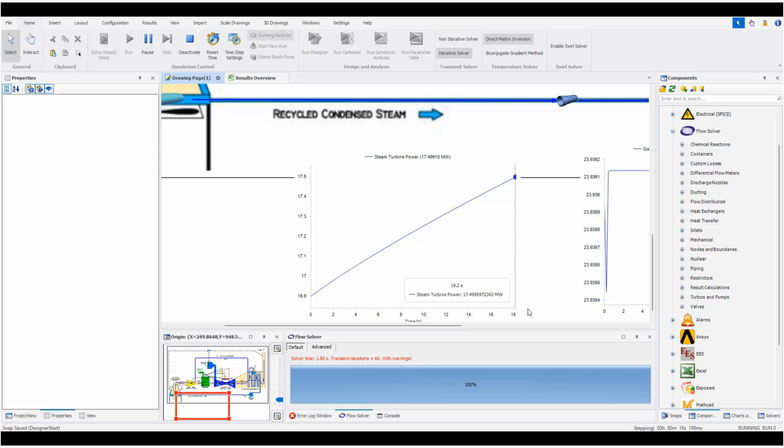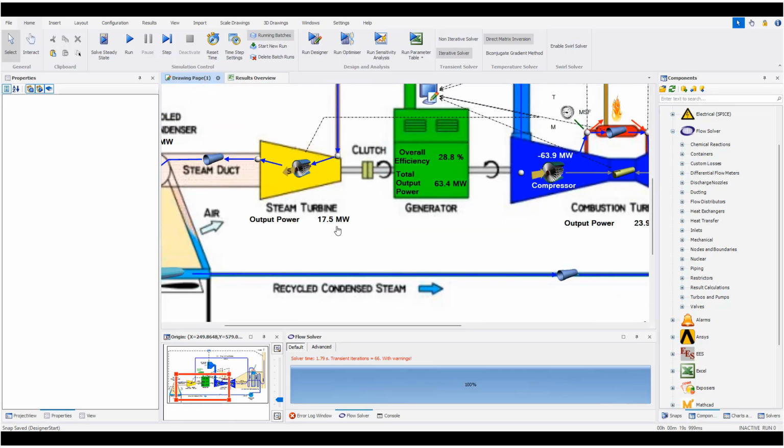Okay, we are at about 18 seconds. The total time is about 20 seconds. So this is one of the loading scenarios for the plant. So we are almost done. We are done. Okay, 20 seconds. The power is about 17.56. Okay, you can see that here.